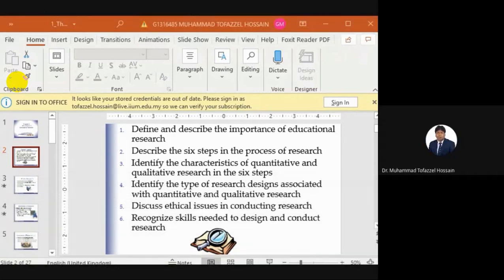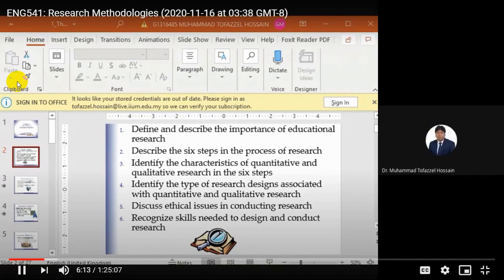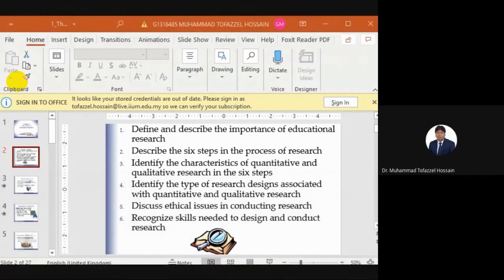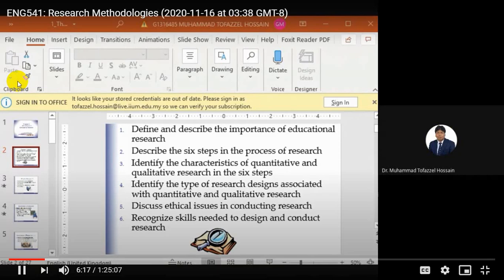Okay. Then what about Sharifa? What would you do? Sir, I prefer a survey questionnaire. Survey questionnaire. Then what would be your analysis? How would you analyze the survey data?